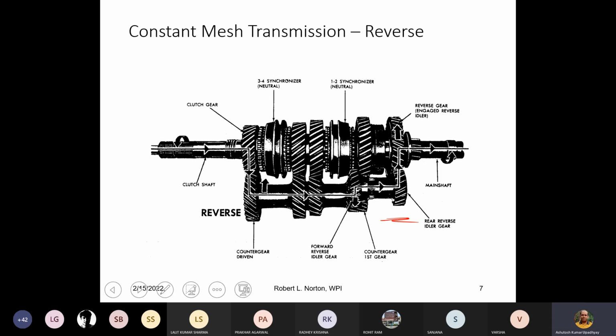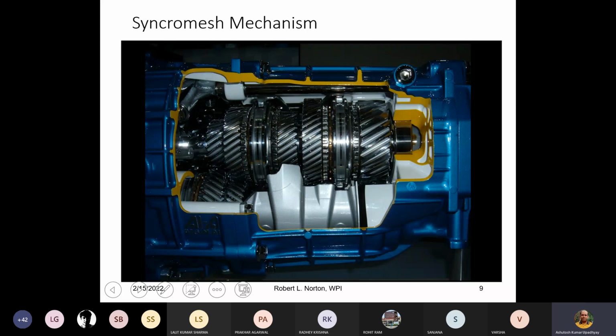Okay, this is the synchronous mechanism. I mean, the same pictures, nothing is different. Okay, the gear selector mechanism, and it will select the gear. So I will not discuss this part.